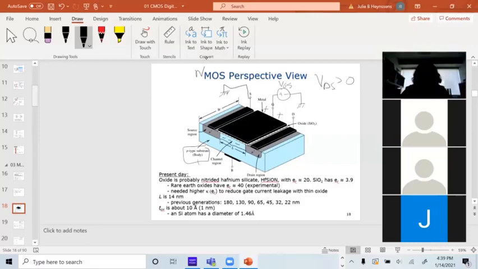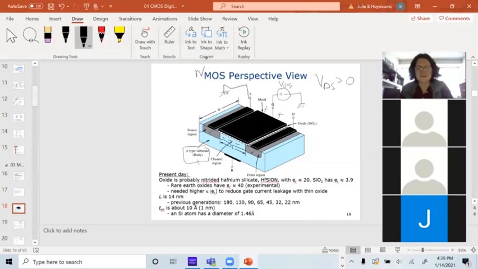From the material science point of view, the standard device uses silicon dioxide for the dielectric. Silicon dioxide has an epsilon relative of 3.9. When we go to those smaller sizes, I need a higher dielectric strength to maintain the electric field without punching through with the thinner oxides.